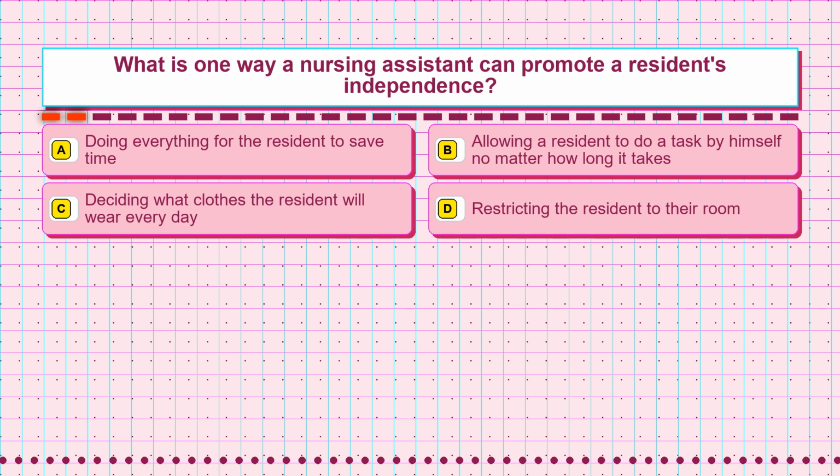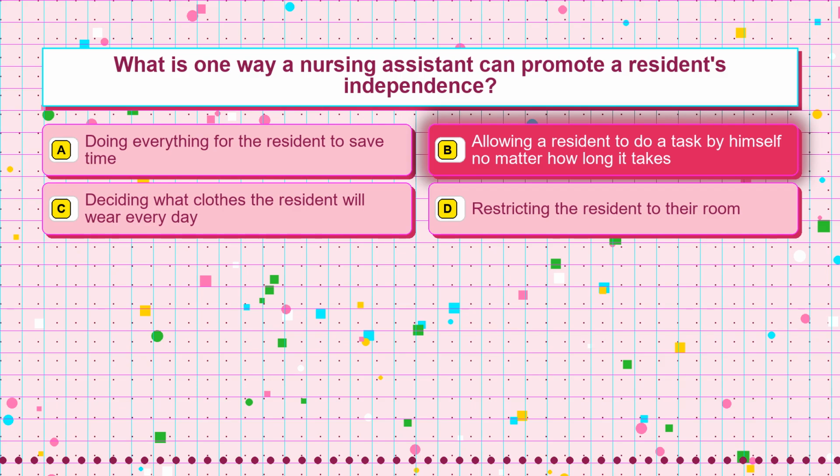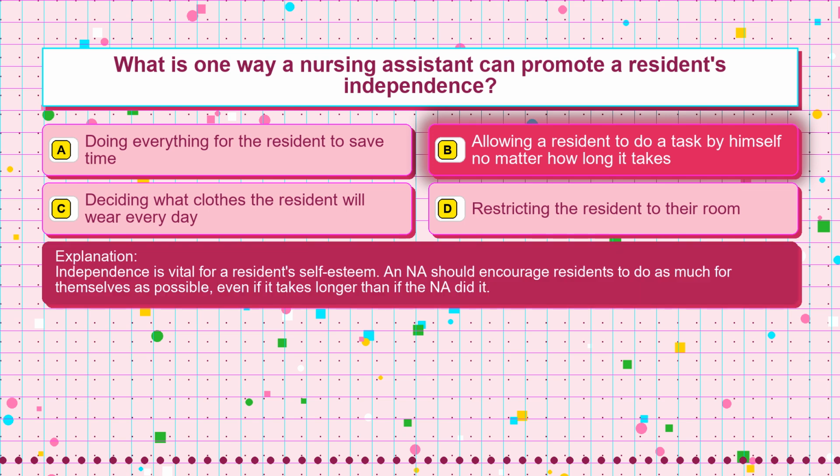Question 16. What is one way a nursing assistant can promote a resident's independence? Option A, doing everything for the resident to save time. Option B, allowing a resident to do a task by himself no matter how long it takes. Option C, deciding what clothes the resident will wear every day. Option D, restricting the resident to their room. The correct answer is option B. Independence is vital for a resident's self-esteem, and NAs should encourage residents to do as much for themselves as possible, even if it takes longer than if the NA did it.